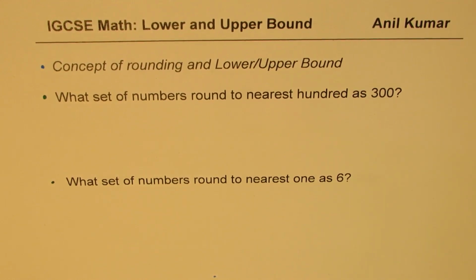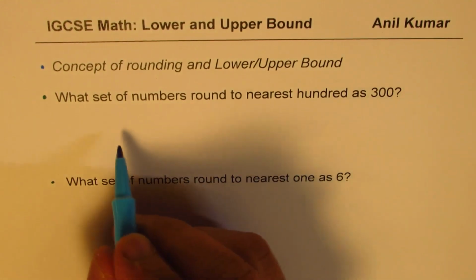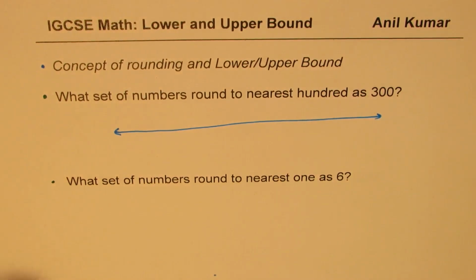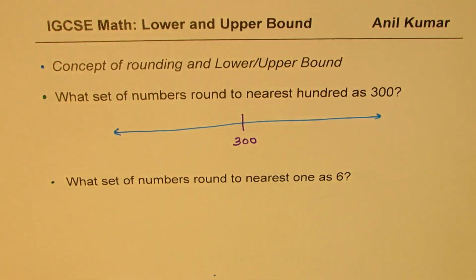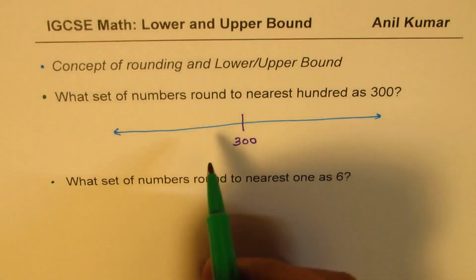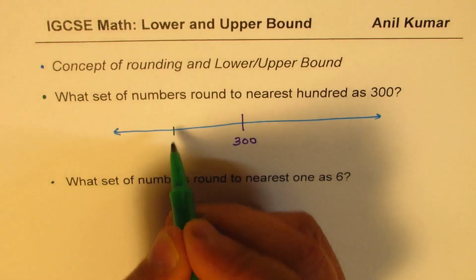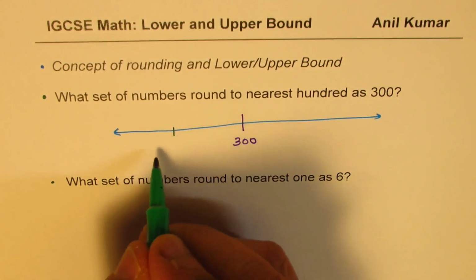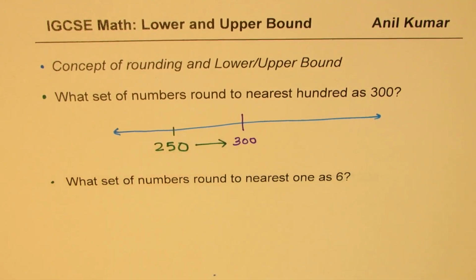Okay. So as I was saying, what set of numbers round to the nearest 100 as 300? So on a number line, we have all the numbers, correct? We are talking about a number which is 300. Now what numbers will round to 300? Now from the rounding principles, we know that any number which is 50 plus and minus can be rounded to 300, right? So the lowest number which could round to 300 is 250, correct? So 250 rounds to 300.